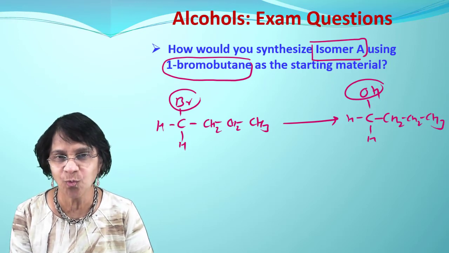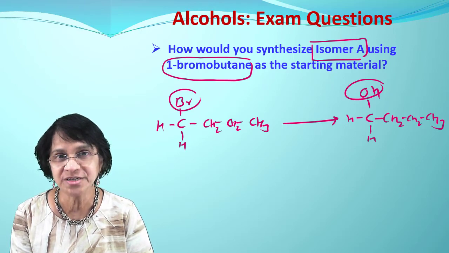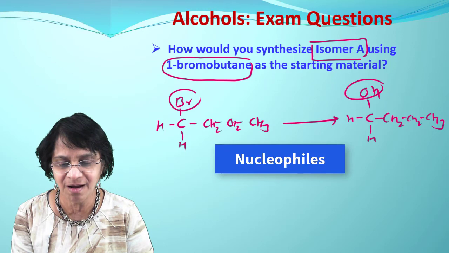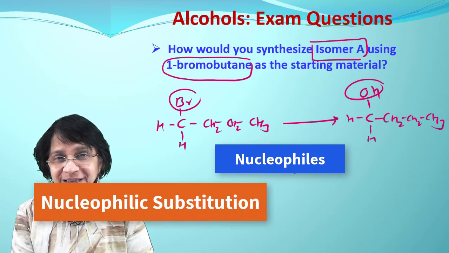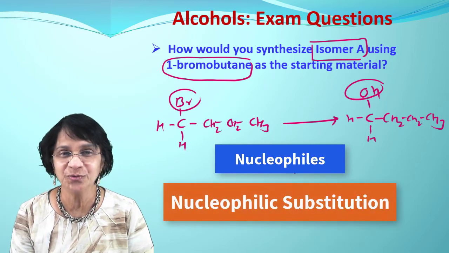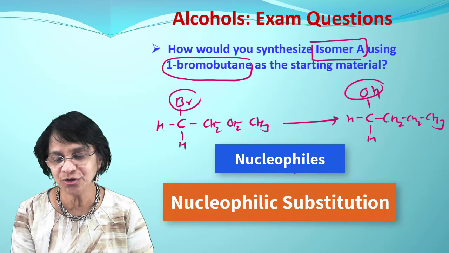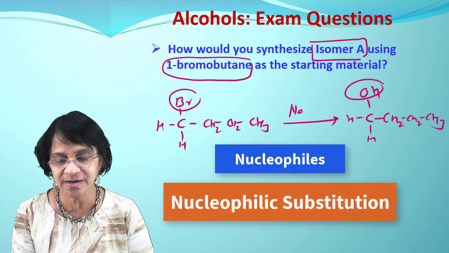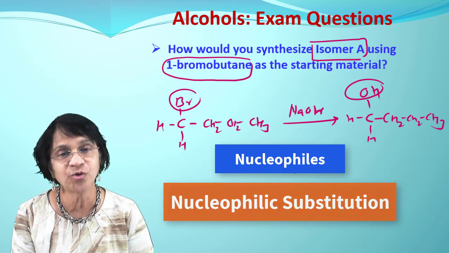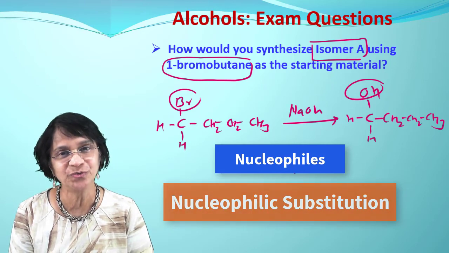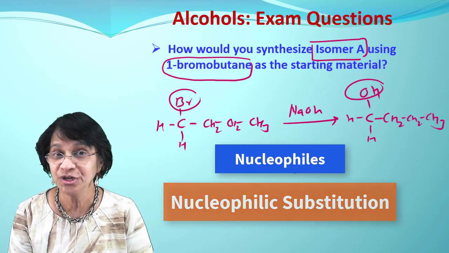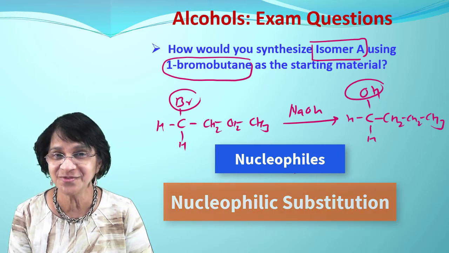Well, let me give you one more clue. Both the bromide and OH are called what? They are called nucleophiles. So what could this be? This is nucleophilic substitution. And how do you get that OH? Usually it is added by aqueous sodium hydroxide. And there are different pathways for nucleophilic reactions. If you need to know more, watch the next video.